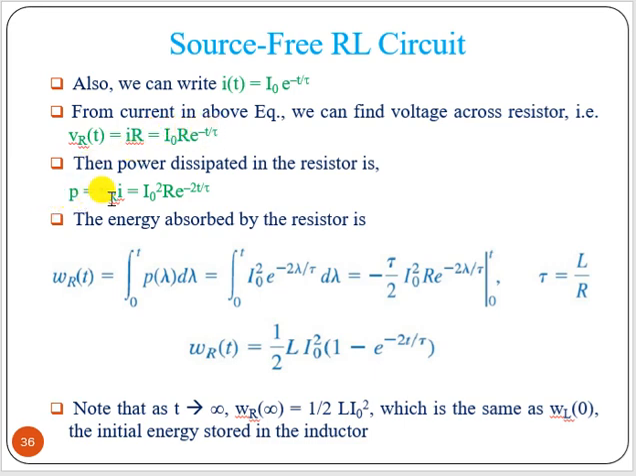We can find out p, V into I, so I square R e to the power minus 2t by tau. Then we can find the energy absorbed, that is the integration from 0 to t of p with respect to some dummy variable lambda, or t we can say. So we are getting here tau by 2. Now tau equal to L by R. If we put L by R, R will cancel out, so we will have L only. Now if we put t equal to infinity, this term becomes 0. So the energy is nothing but half L I square. That is the initial energy stored in the inductor.